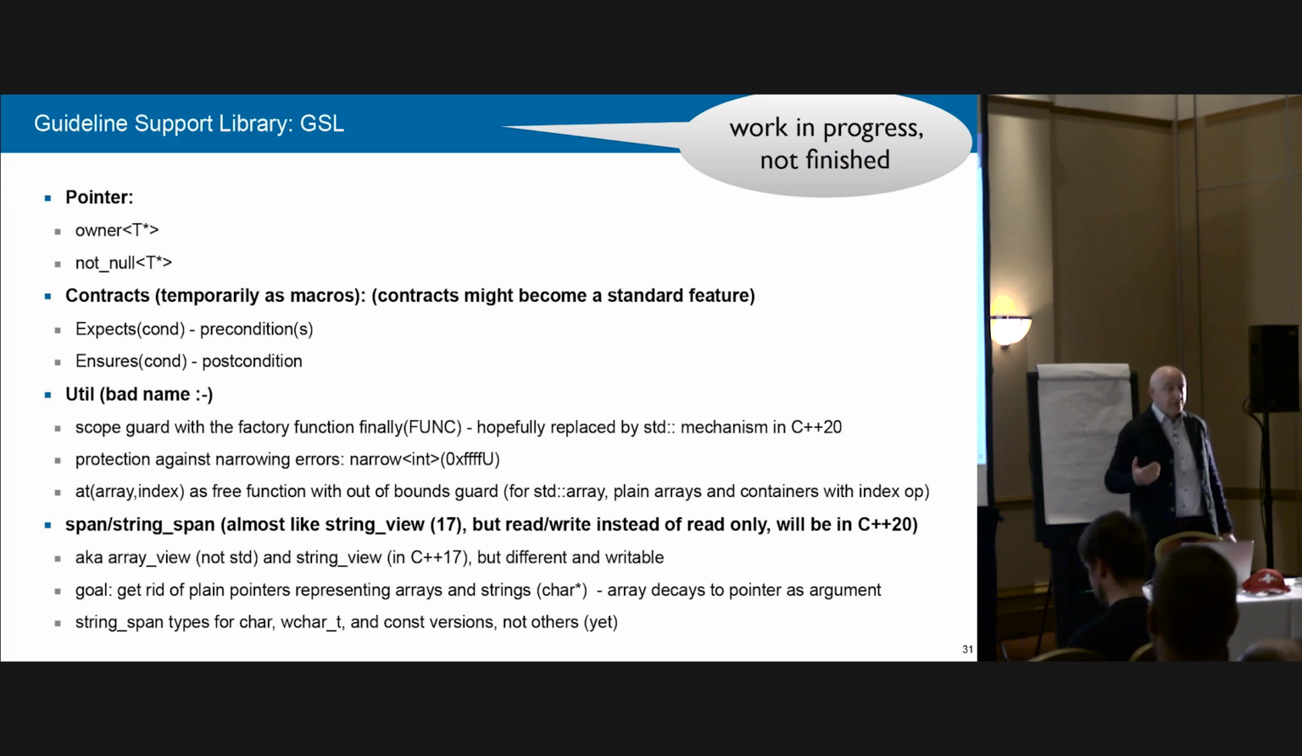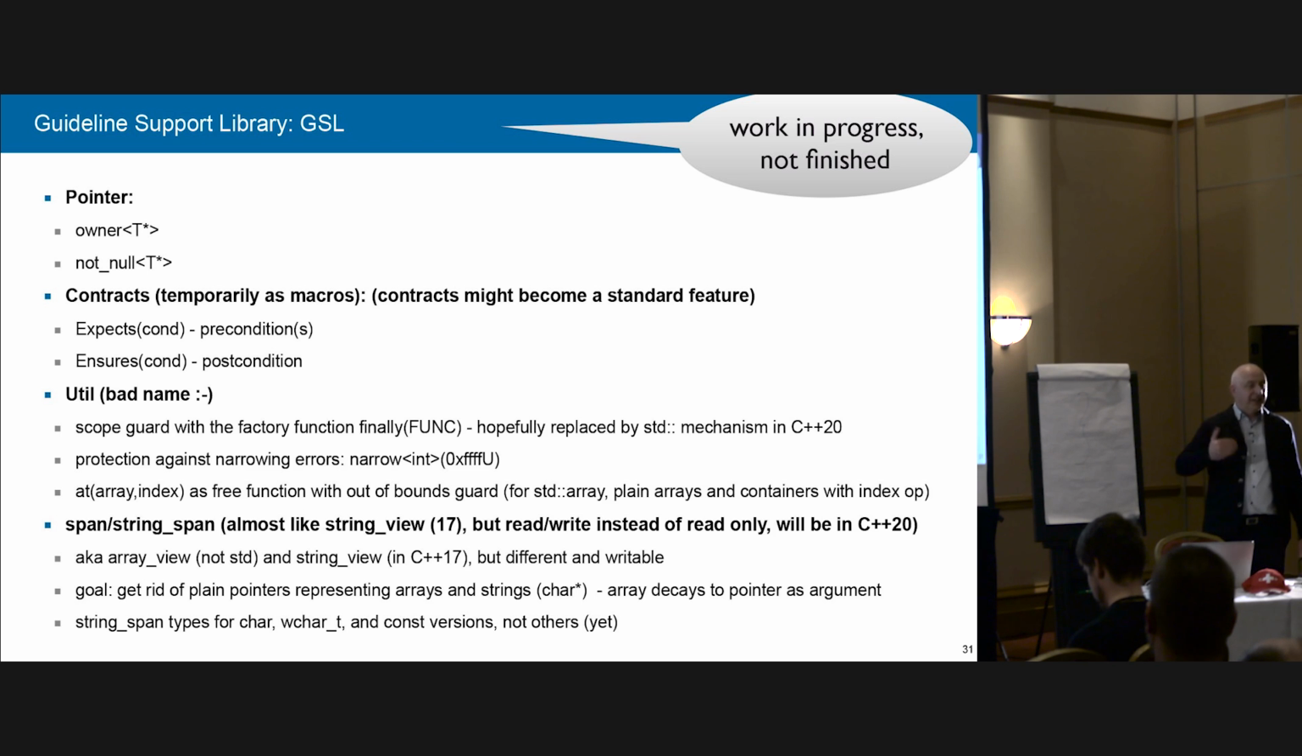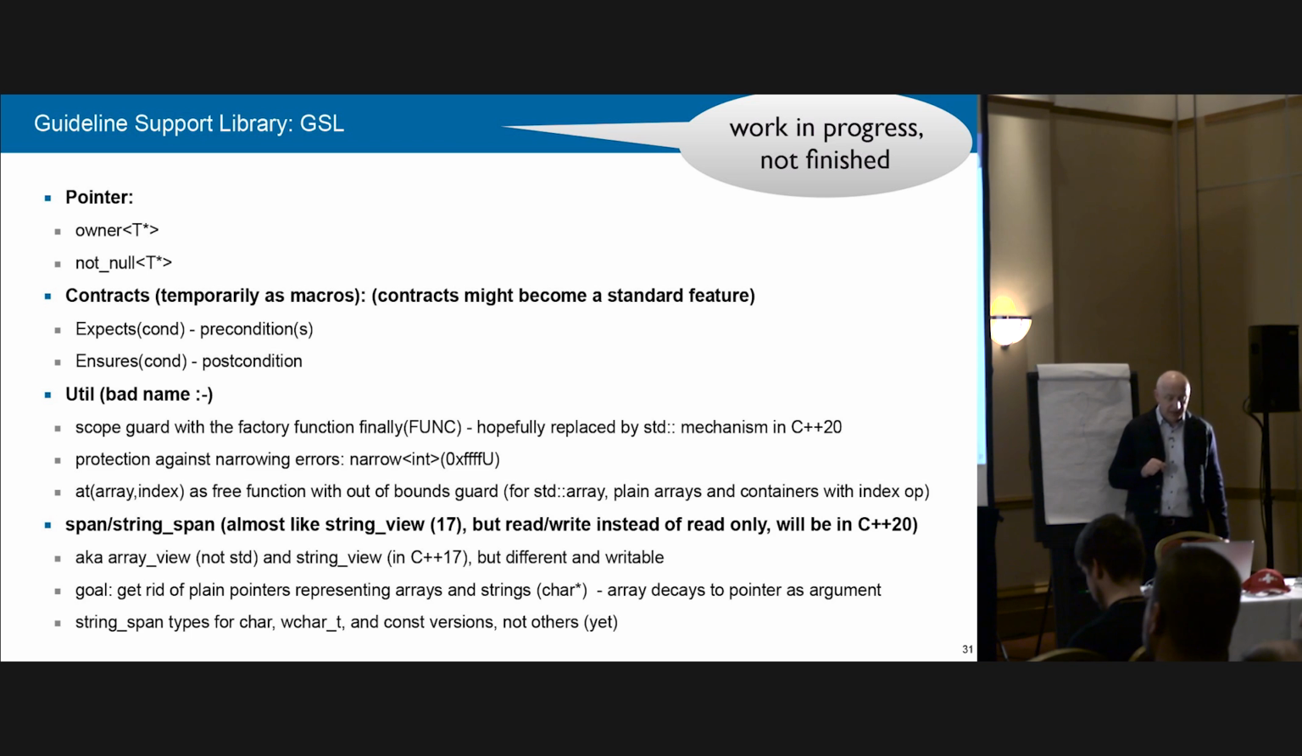So as a migration path, if you expect a not null pointer, you can actually spell it out in the function signature, and the type will guarantee that you aren't passing in a null pointer. It will throw an exception if it gets passed a null pointer at runtime.